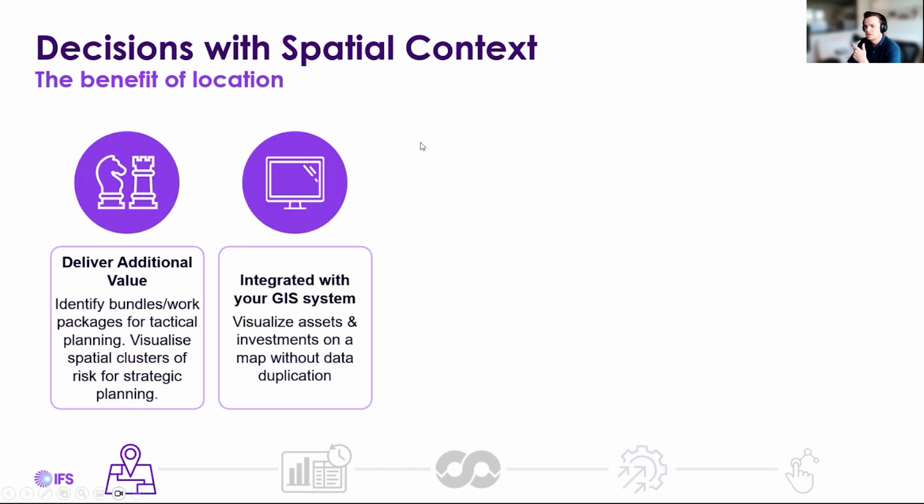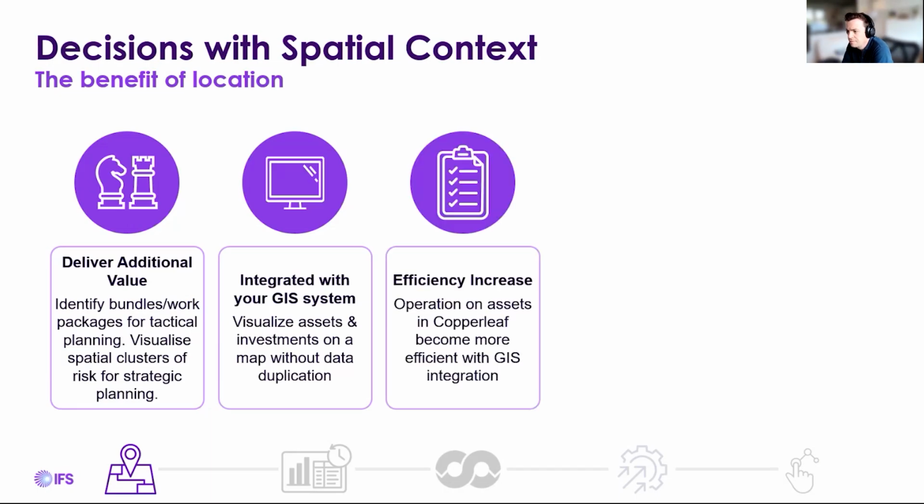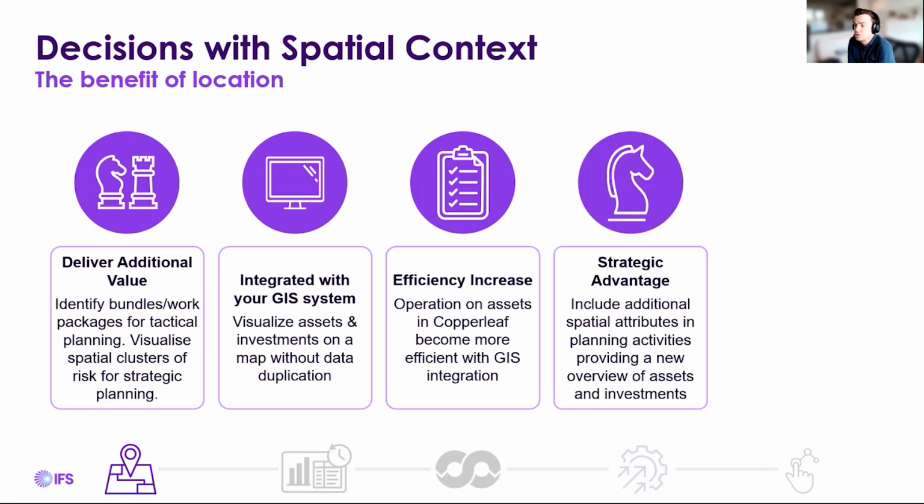Another benefit is integrating that GIS system. So we removed data duplication. With interactive GIS, we're not migrating data across to Copperleaf. Instead, it's an embedded experience so you can visualize those assets and investments. And then efficiency increases. So we're not moving between multiple logins or different, disparate systems, and we're not having to create an intermediate analysis. We can start to do all that within one UI under one login, and with that deliver a strategic advantage.